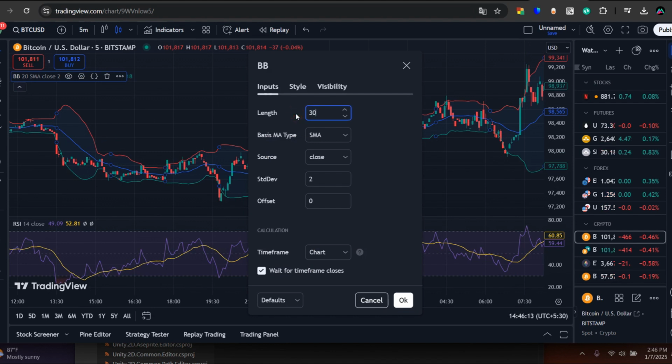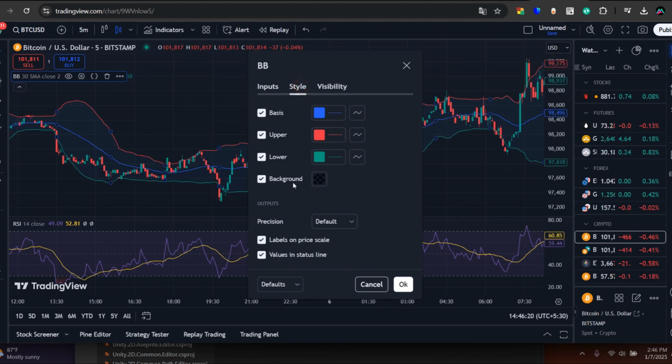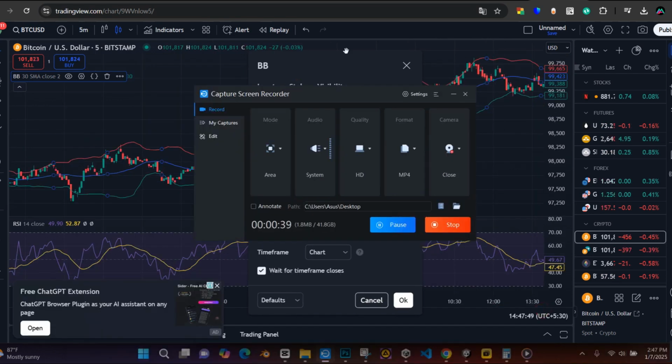Start by going to the Length section and changing the value to 30. Ensure the standard deviation is set to 2. I'm also going to remove the background of the indicator and change the lines to red. This part is all about personal preference, so feel free to customize it as you like.